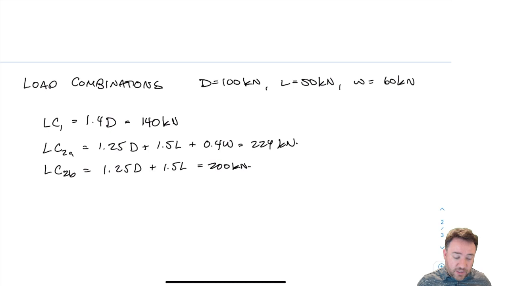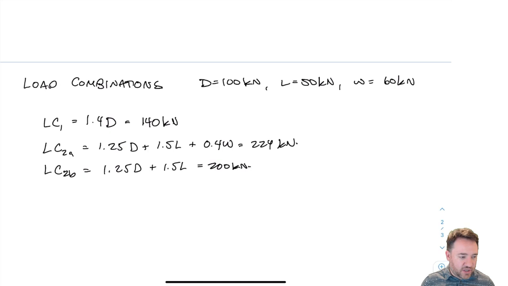The other reason that I want to consider them here is because LC2A includes wind, which means I'm going to use a KD of 1.15, whereas LC2B only has dead and live. So in that case, I have to use a different KD. So not only is the load changing, but the resistance is also changing, because the KD changes depending on which kinds of loads are included in my load combinations. So in timber design, now I have to consider both separately. Okay, so now I'm just going to go through all the rest and write them out, and then we'll talk about the KD.